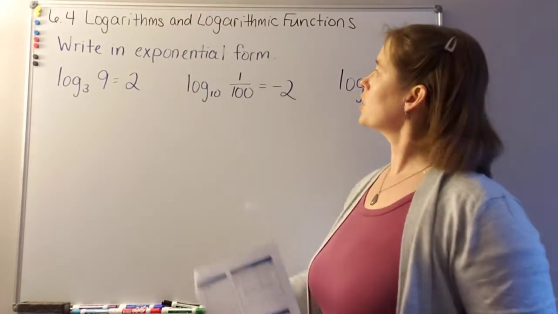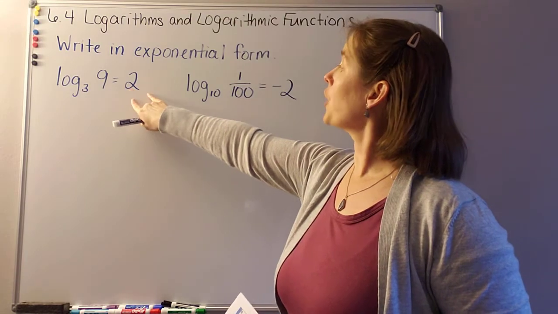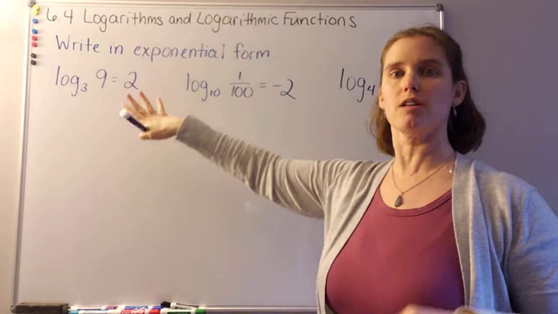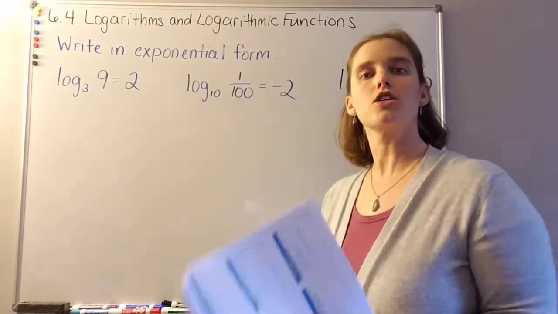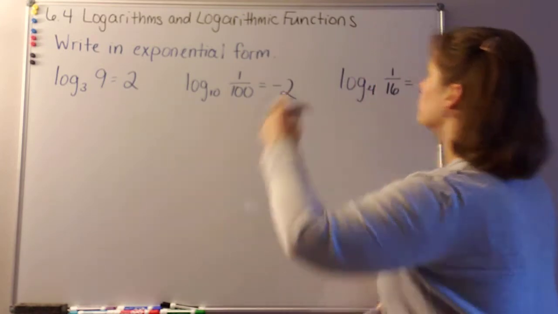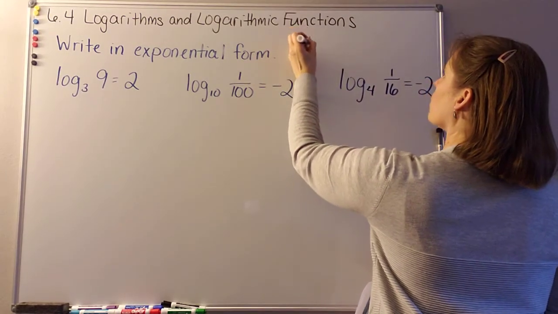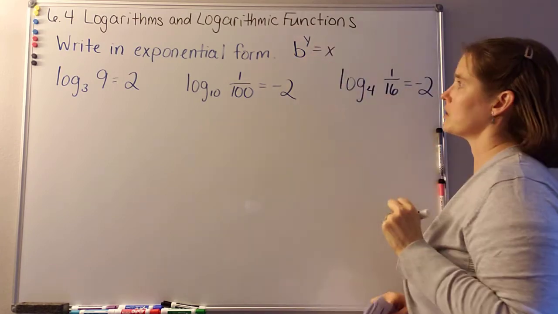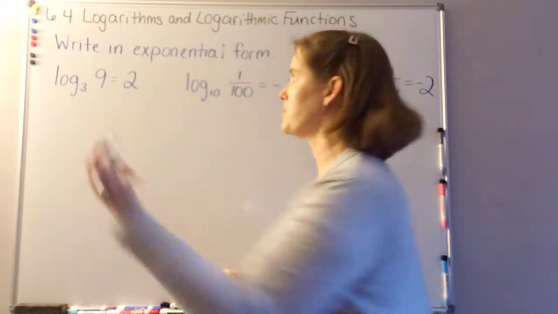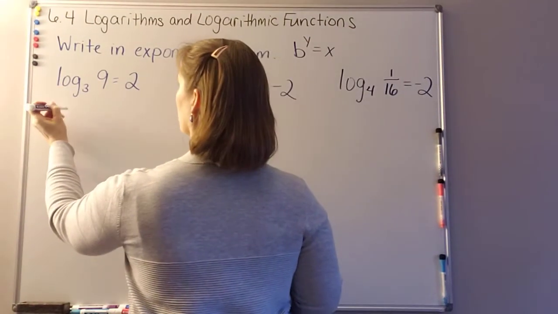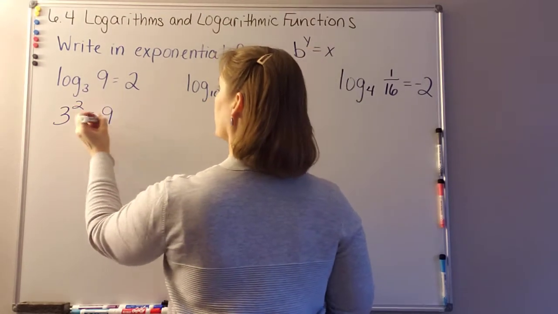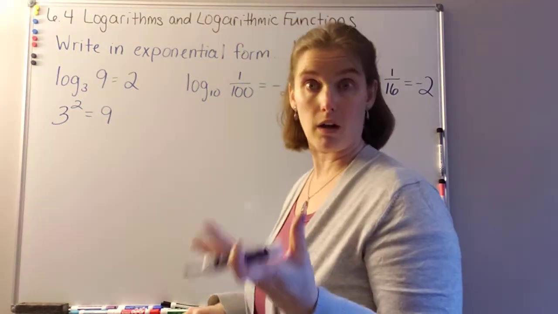Okay, so now we're going to take a look at some logarithmic functions and turn them into exponential form. Everything's going to be the same, it's just they're going to be in a different format. So we want to get it into b to the y equals x. So remember, we keep our base. So we're going to have 3, there's our exponent, the 2, equals 9. And we would agree, 3 squared equals 9, correct?